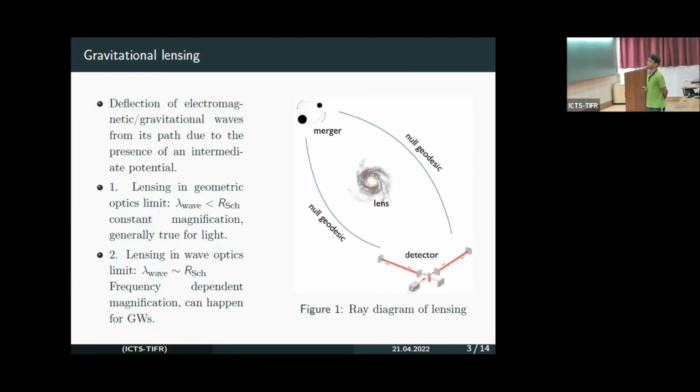On the other hand, the other case is called lensing in the wave optics limit, where the wavelength is comparable to the Schwarzschild radius of the lens. Here we get to see frequency dependent magnification, and since for GWs the wavelength is much longer than light, it can happen for gravitational waves, and this is our main focus in our work. This phenomenon, lensing in the wave optics limit, is loosely called microlensing of GWs. I'll be using this term microlensing from now onwards.